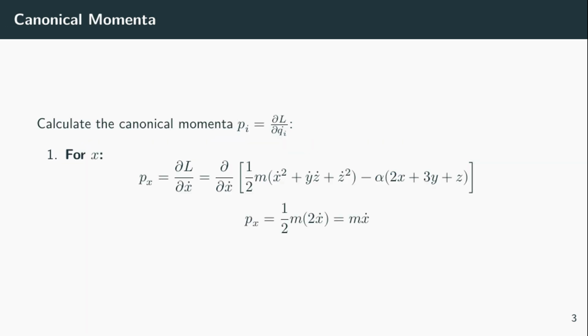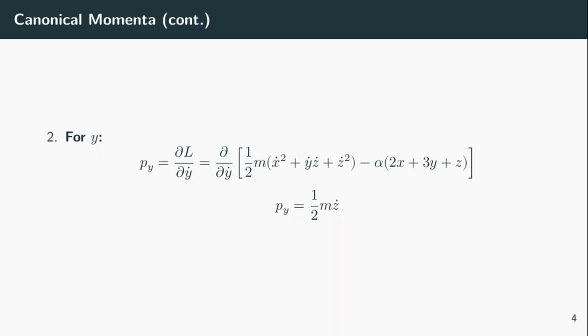Let's calculate the canonical momenta for each of our generalized coordinates x, y, and z. Remember, the formula is p_i equals the partial of L with respect to q_i dot. First, for x, we calculate p_x, which is the partial of L with respect to x dot. Looking at our Lagrangian L, the only term depending on x dot is that 1 half m times x dot squared. Taking the partial derivative with respect to x dot, we get 1 half m times 2x dot. The 2's cancel, leaving us with m times x dot. So p_x equals m x dot.